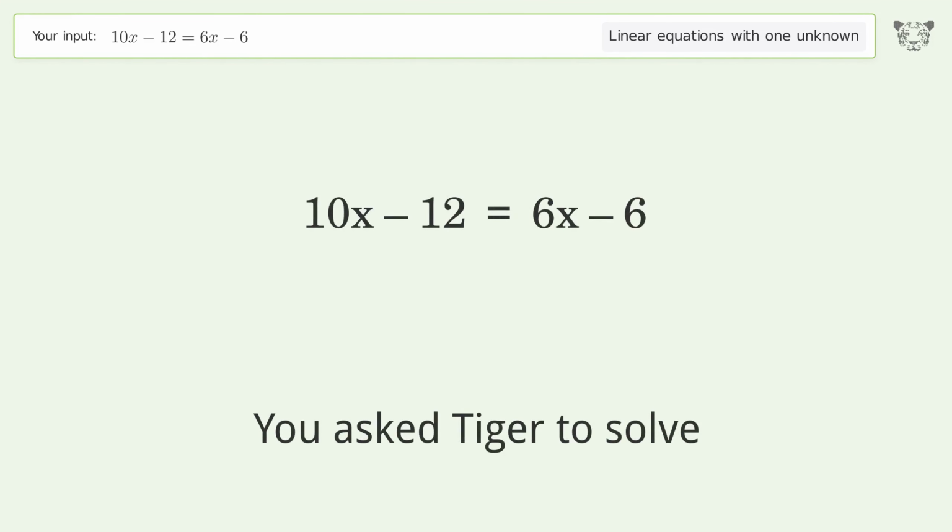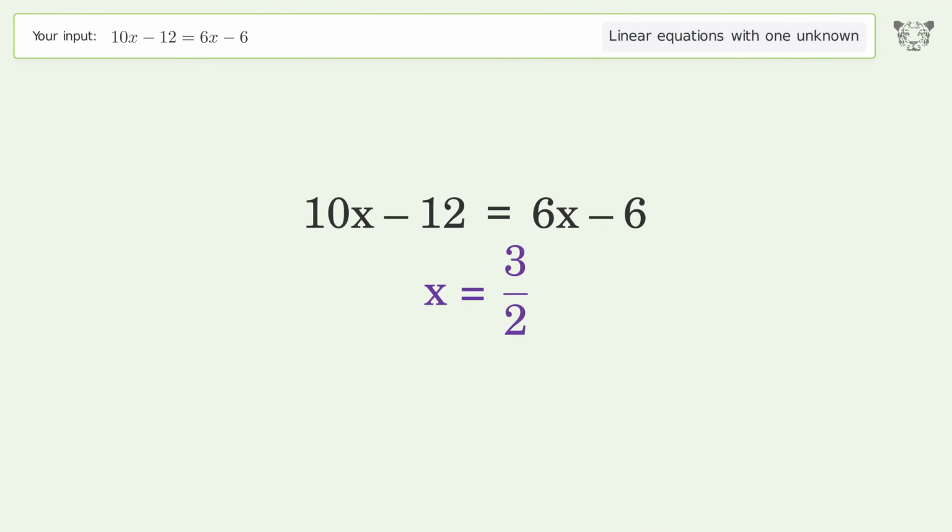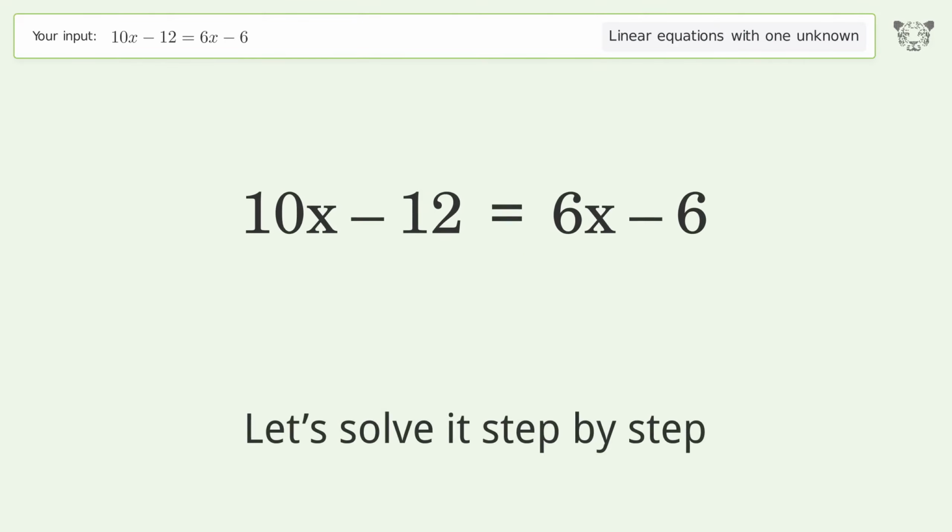You ask Tiger to solve. This deals with linear equations with one unknown. The final result is x equals 3/2. Let's solve it step by step.